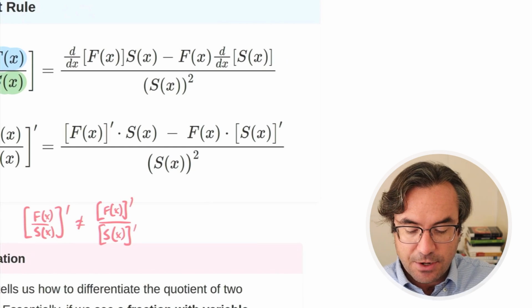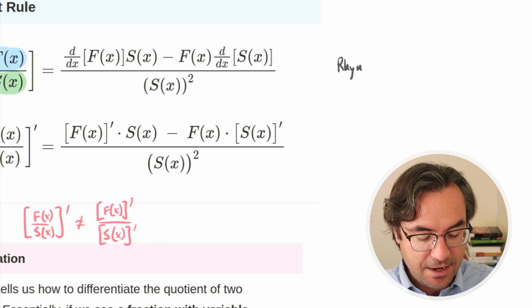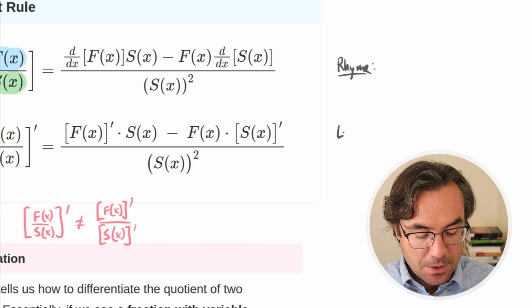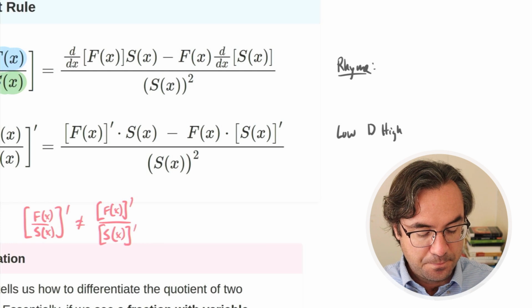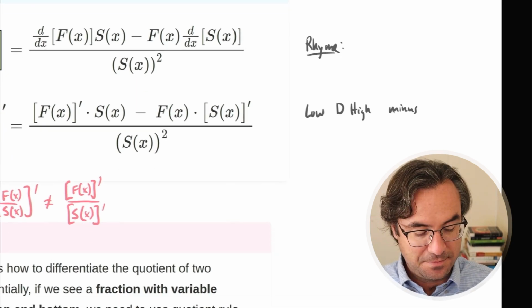So we'll see a way to implement this very similar to the product rule, but a little rhyme here to help remember this. Maybe you've heard it if you've taken calc before. The rhyme here is low d high minus high d low.